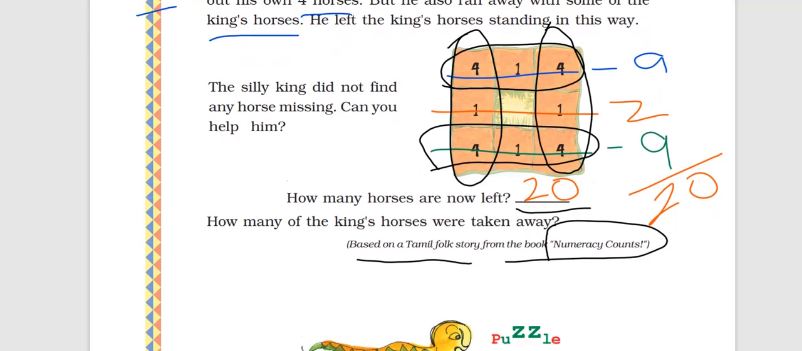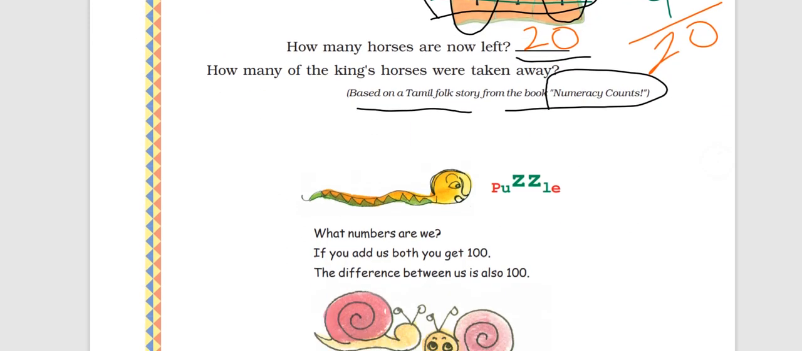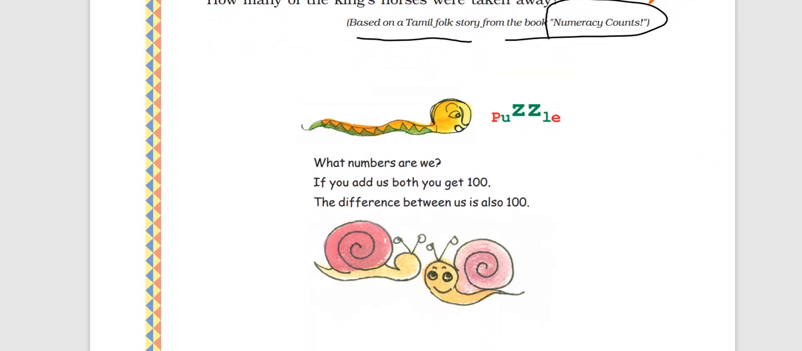Now that brings to the end of this chapter. Oh, okay, there might be a puzzle for us to do. Let's see. What numbers are we? If you add us both, you get 100. The difference between us is also 100. You add us both, you get 100. The difference between those two numbers is also 100.